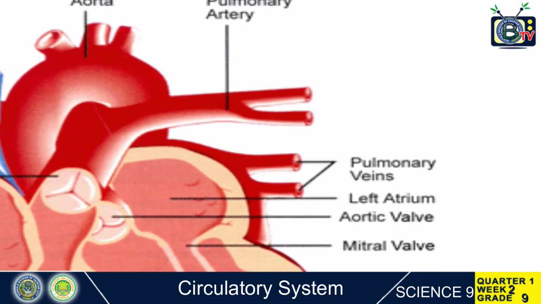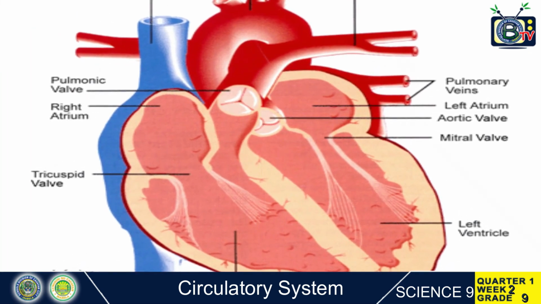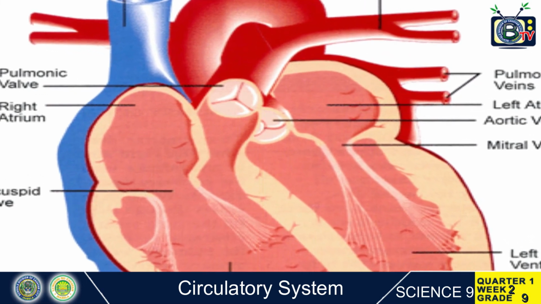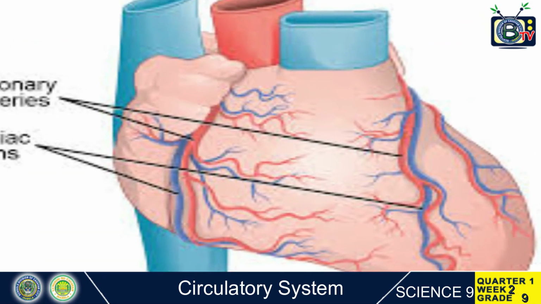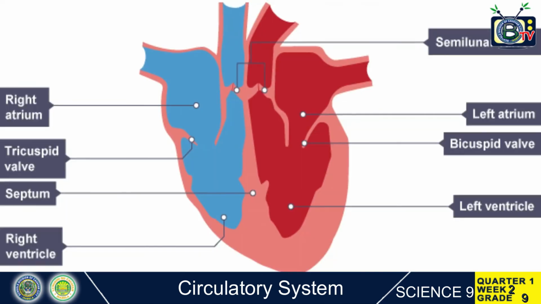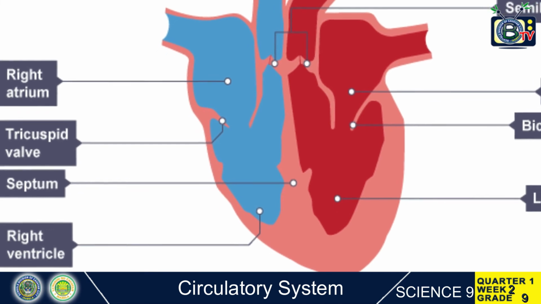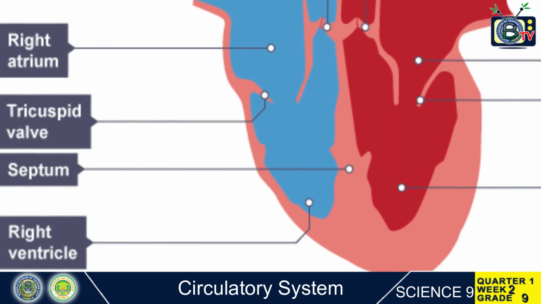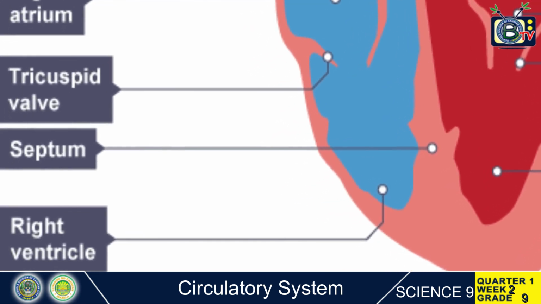Since the heart is a muscle and therefore requires oxygen and nutrients itself to keep beating, it receives blood from the coronary arteries and returns the deoxygenated blood via the coronary veins. The septum divides the left and right sides of the heart in order to make sure that blood flows in only one direction, forward direction, and to prevent backflow of blood.